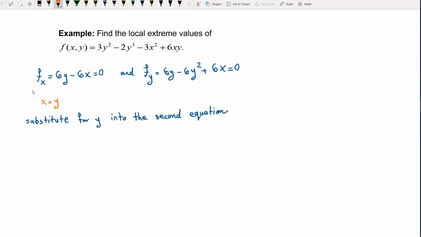From the first equation, we have 6y equal to 6x, which is the same as x equal to y. Then substitute for y into the second equation. Instead of y, we use x, so it is 6x minus 6x squared plus 6x equal to 0, or 6x times 2 minus x equal to 0.